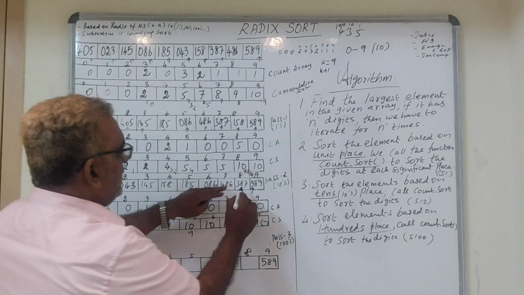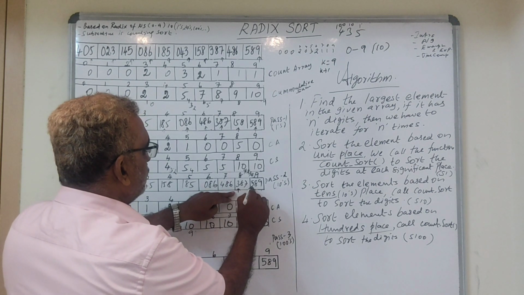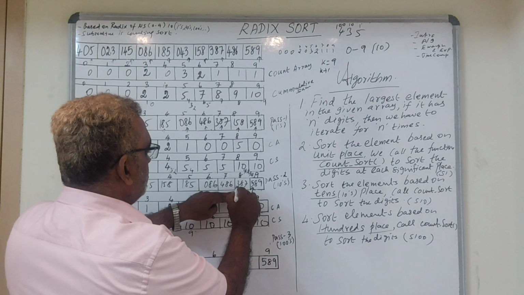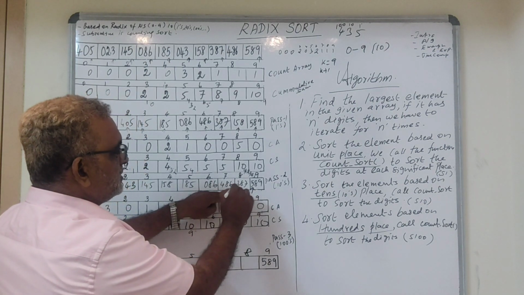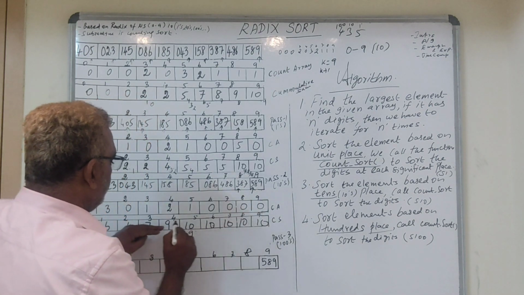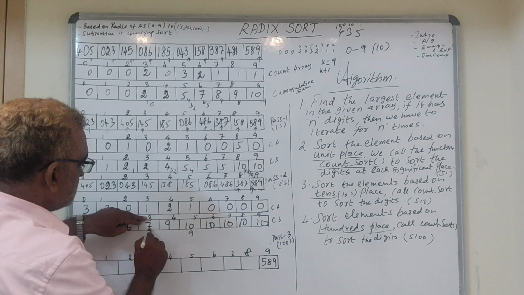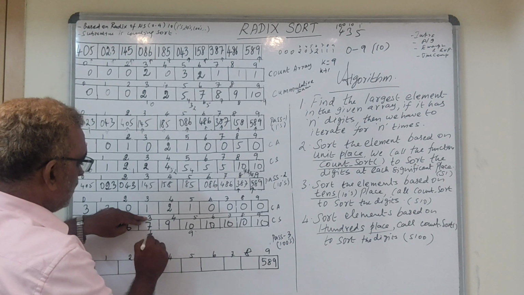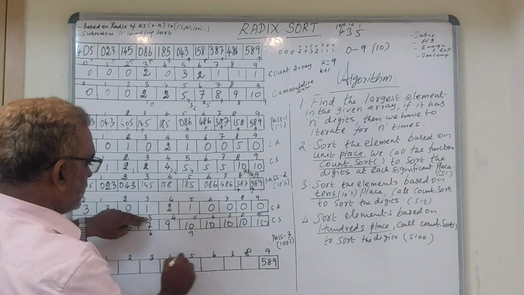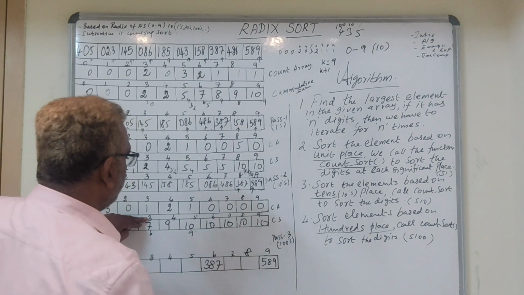Similarly, the next value is 387. This is 5, this is 3. You have to consider only the digit in the hundreds place. So go to location 3, and in location 3 we have the value 7. Reduce the value by 1, that is 6. Go to location 6 and store your value, that is 387.